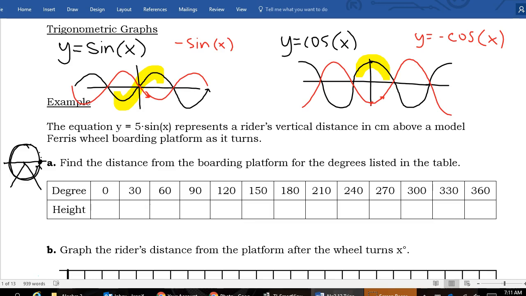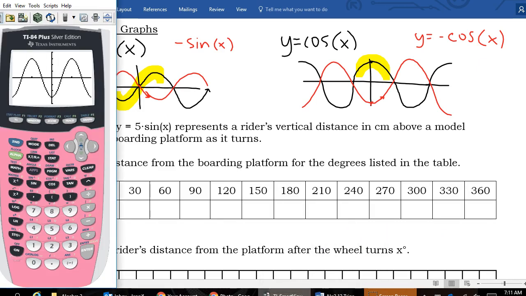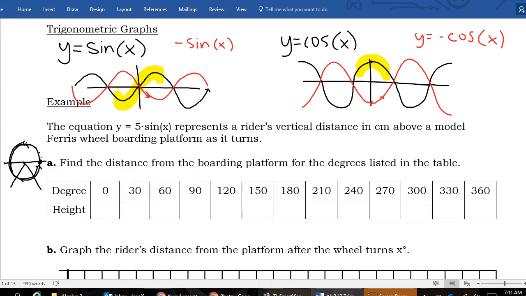So notice it goes up above the platform. Once it reaches the peak, it comes back down. Once it reaches 0, it goes under the platform and then comes back up again. To get some values here, I'm going to use my calculator, and I am going to substitute the values along my x-axis, so my degrees, into the equation.